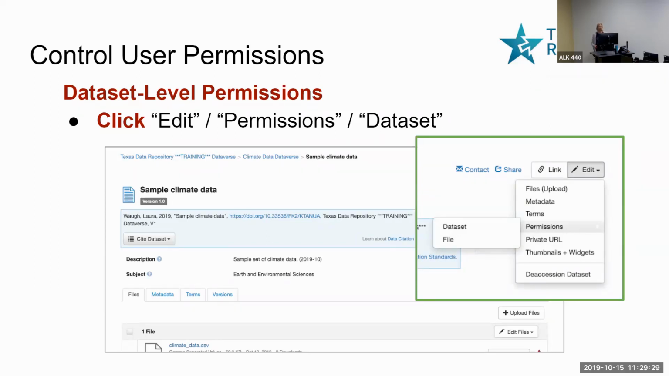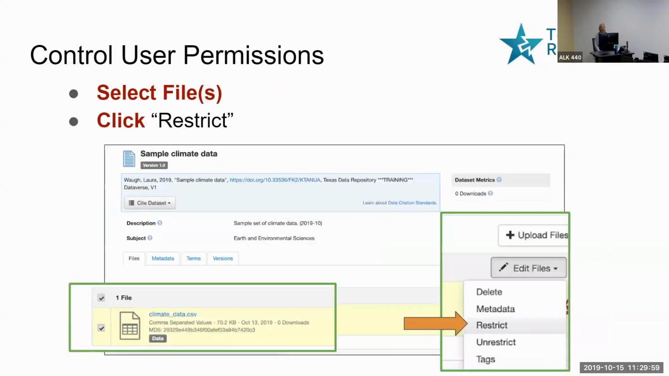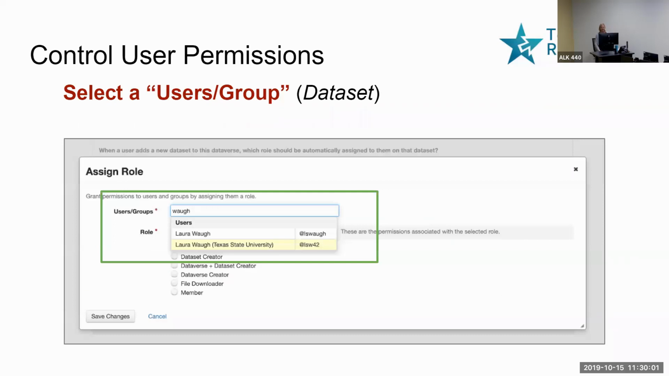That's because you can edit permissions at the dataset level, or if, for instance, you have 50 files in your dataset, you may want to have permissions for individual files. So you may have certain files that are restricted to your research group or that you're not ready to publish. You have complete control over those. And again, the same thing at the dataset level or the file level. You'll just select that user from the drop-down and then click which role you would like for them to have.